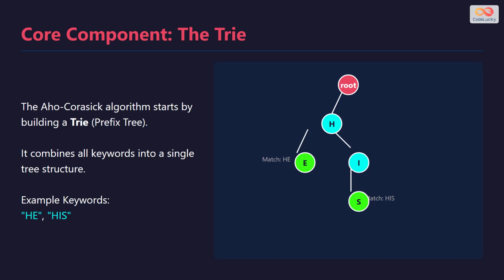The core component of this algorithm is the Trie or Prefix Tree. We take all the keywords we want to find, like he and his, and combine them into a single tree structure. This organizes our patterns efficiently.